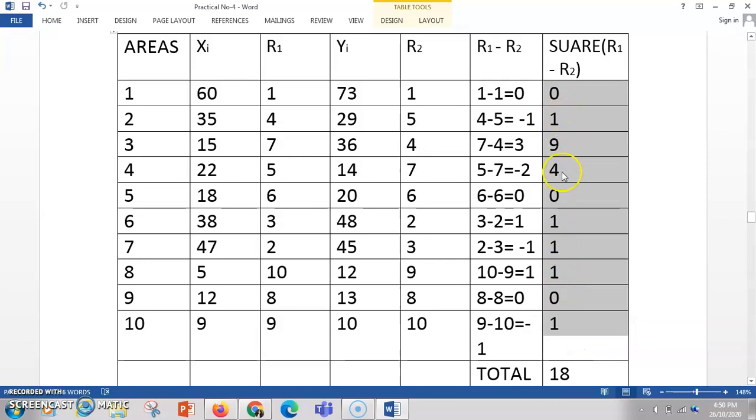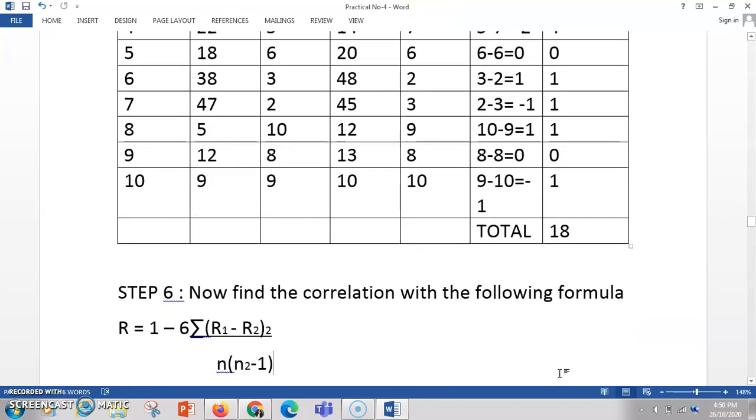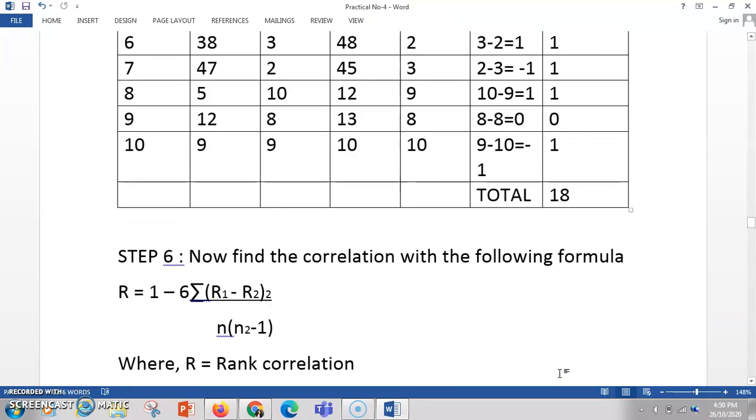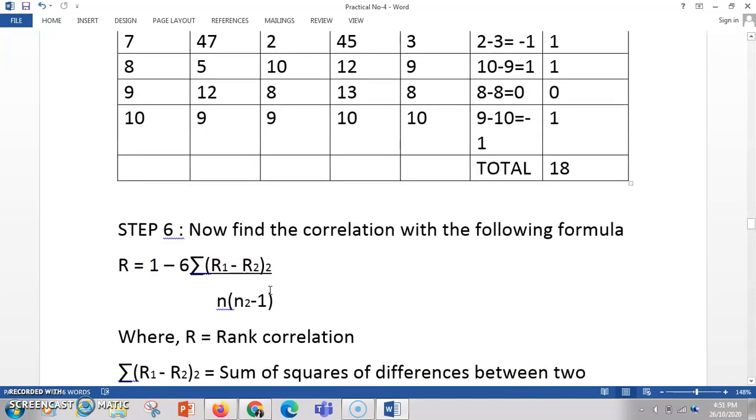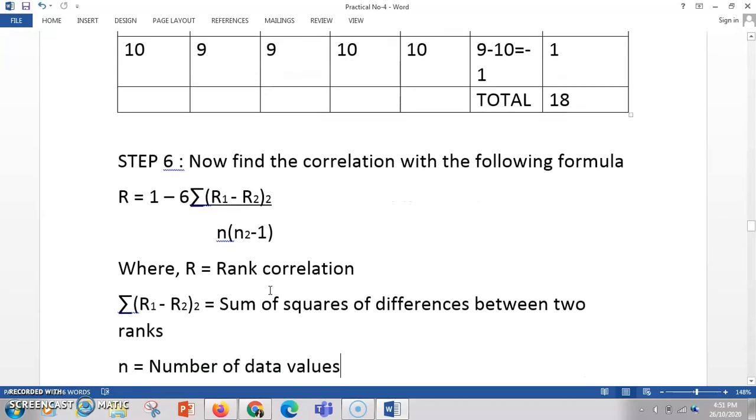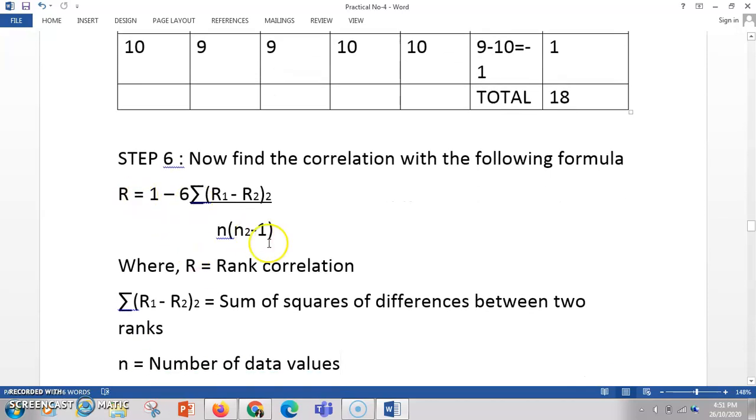1 plus 9 plus 4 plus 1 plus 1 plus 1 plus 1 is going to be 18. So this is the summation. Now we are going to see the formula. The formula to find out the correlation is what? 1 minus 6 summation of R1 minus R2 square upon n into n square minus 1. So R is what? R is rank correlation, and summation R1 minus R2 square is what?